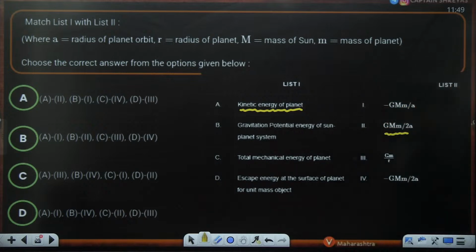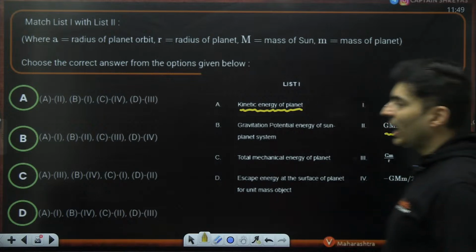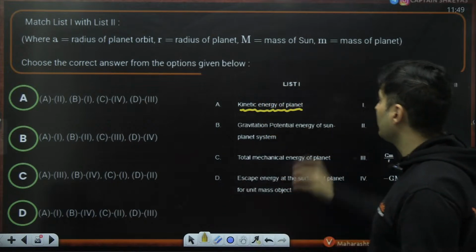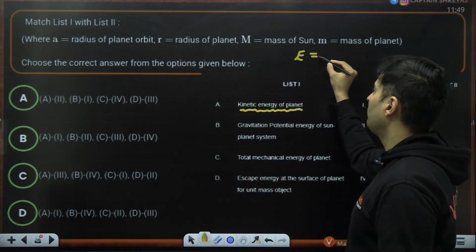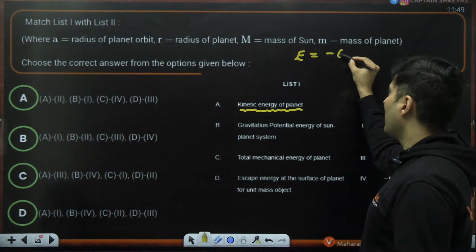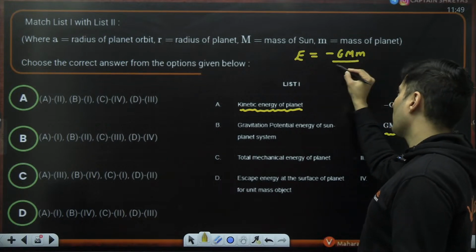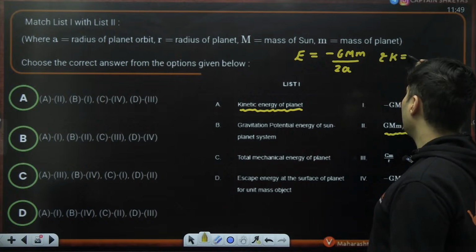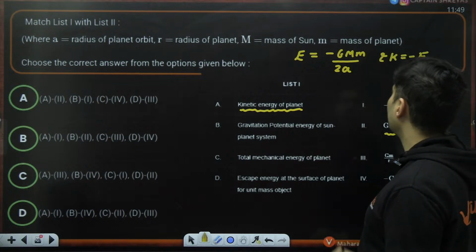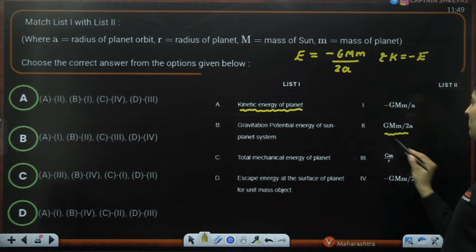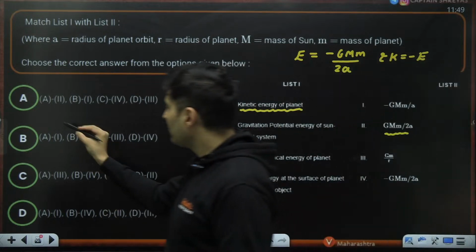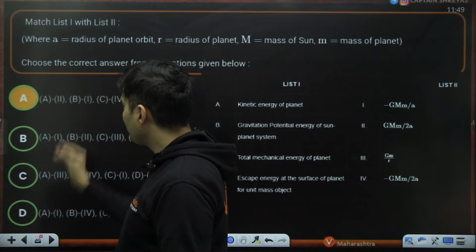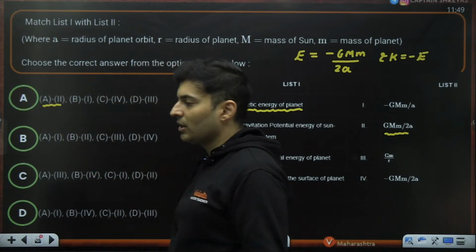Yep, check this out. It should be GMm by 2a. The negative of the total energy of that particular planet around the sun will be minus GMm by 2a, and kinetic energy will be the negative of that total energy. So the negative of this becomes GMm by 2a. So A goes with 2. Directly, option A is correct. No need to check also.